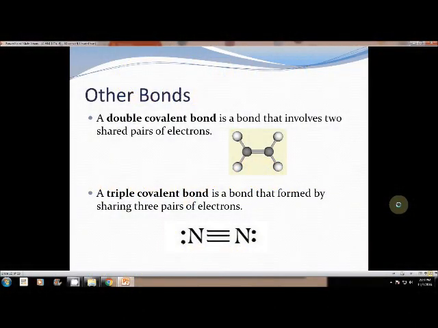With drawing our Lewis structures, we had already done some double bonds, but we also have things called triple bonds. So I just wanted to share this with you: a double bond involves the sharing of 2 pairs of electrons, and a triple bond is a bond that shares 3 pairs of electrons. So a double bond has 2 lines connecting the atoms, and a triple bond has 3 lines connecting the atoms.